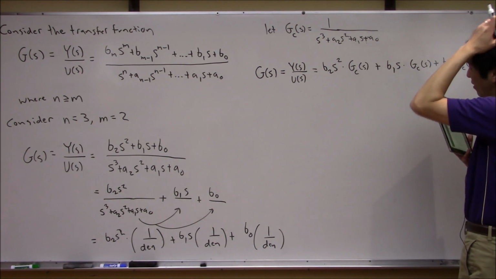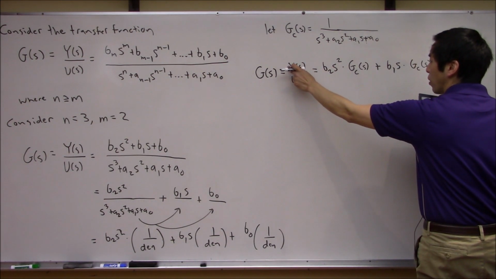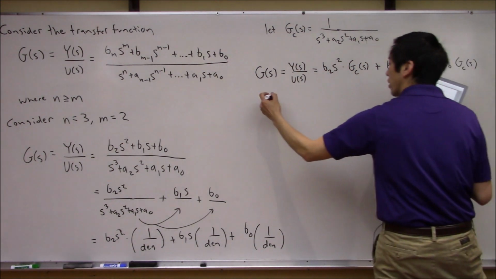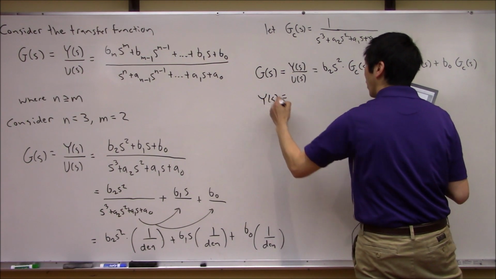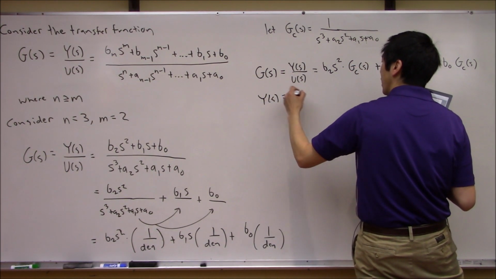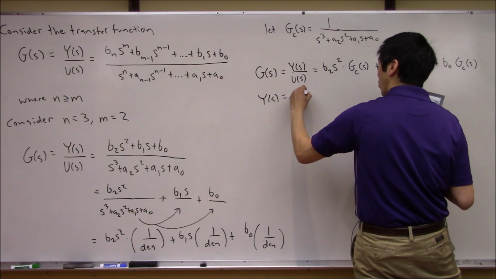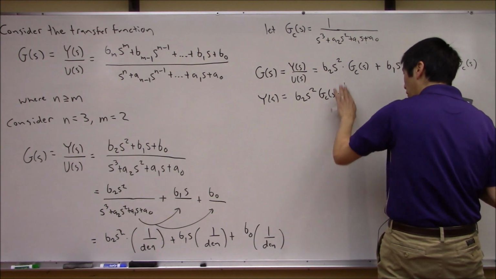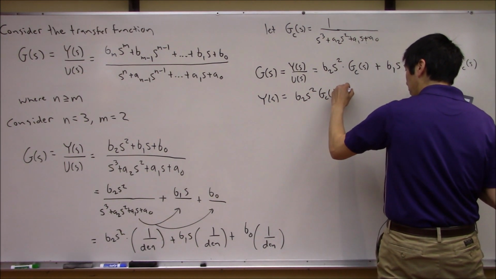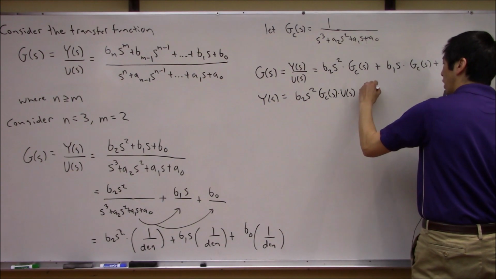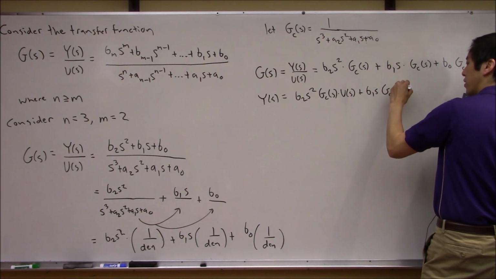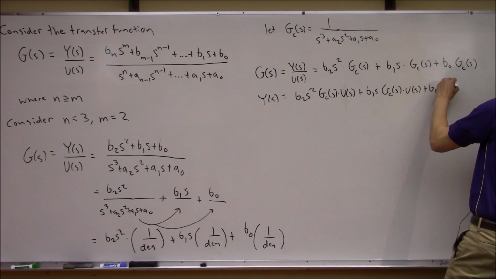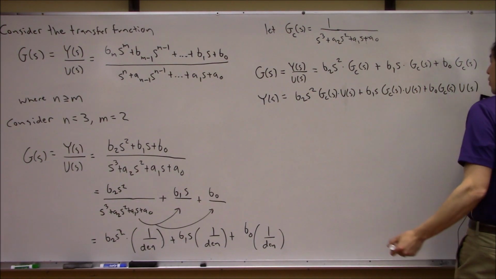Now, what's interesting is if I want to calculate the output, I just need to multiply this entire side by the input. In other words, the output of the system, Y of s, is nothing more than b2 s squared times Gc of s times U of s, plus b1 s Gc of s times U of s, plus b0 Gc of s times U of s. Would everyone agree?